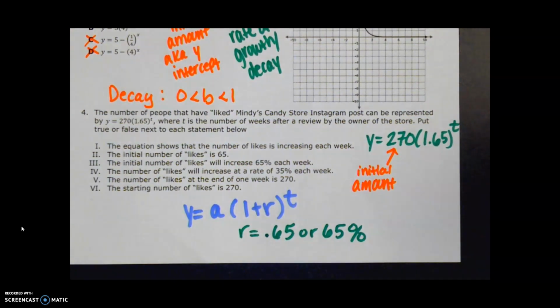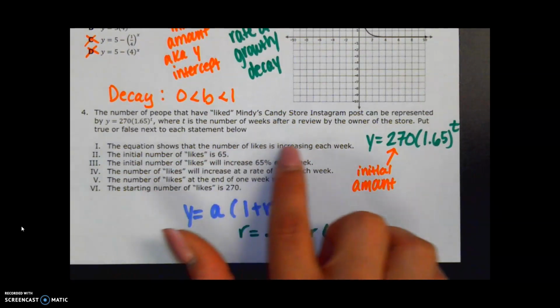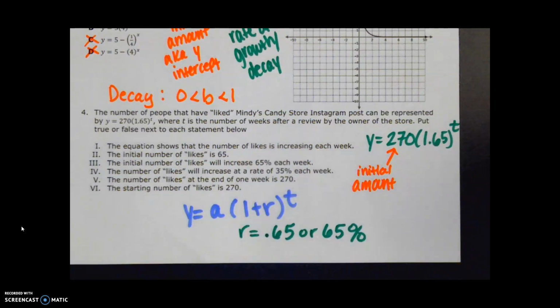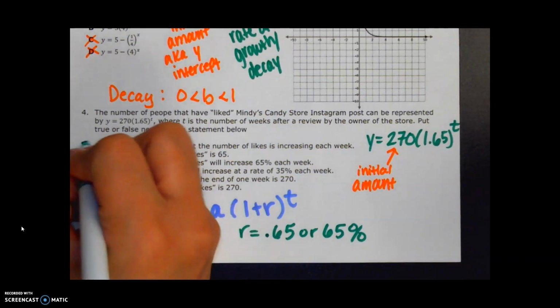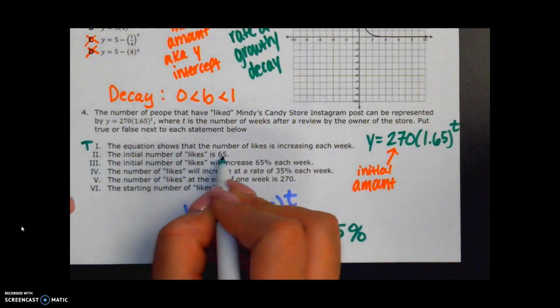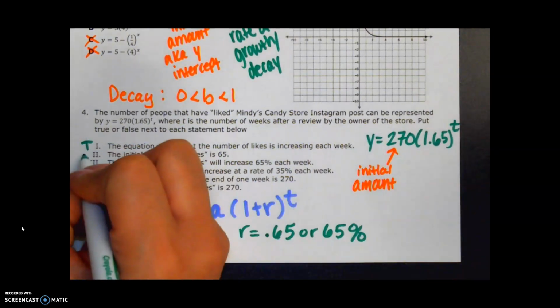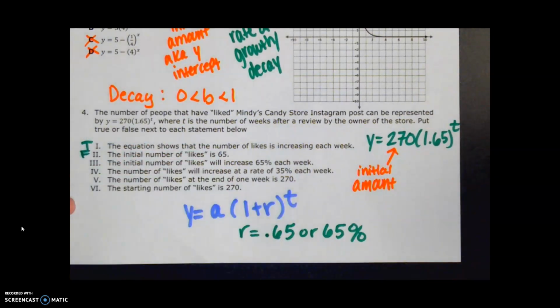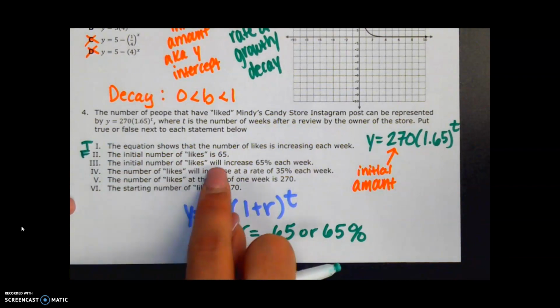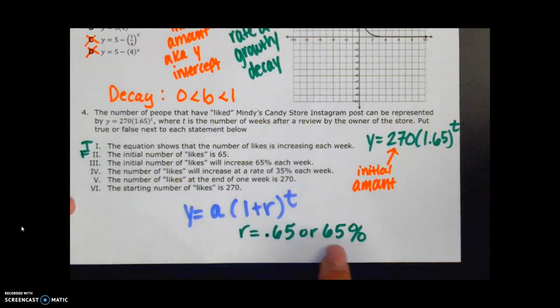So let's figure out some true or falses here. The equation shows that the number of likes is increasing each week. Absolutely, it is increasing. That's true. The initial number of likes is 65. Wrong. Our initial likes was 270, so that is false. The initial number of likes will increase by 65% each week.